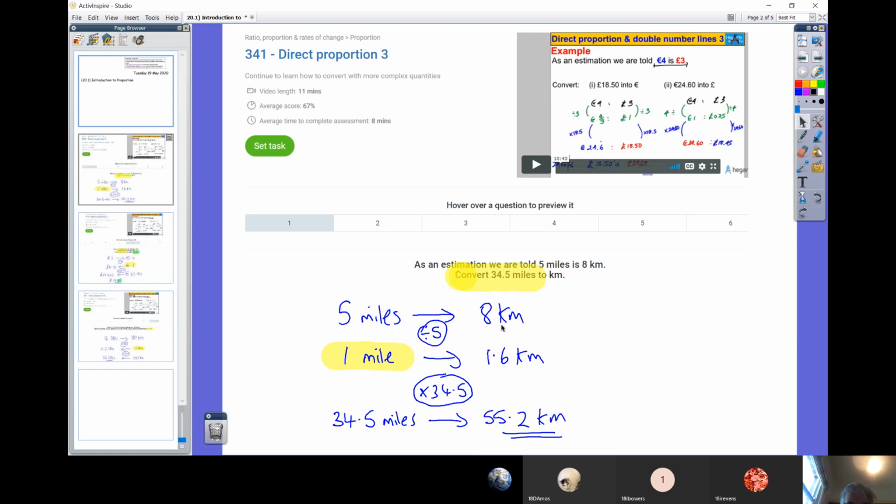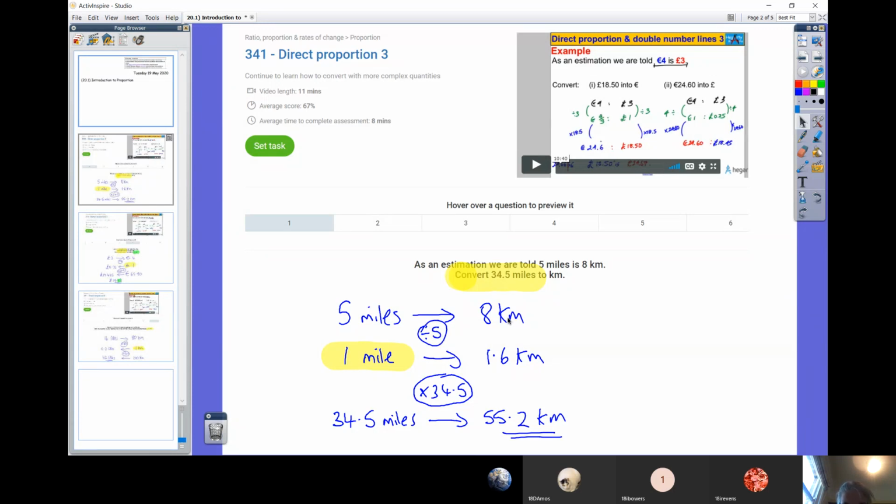Now the next step is really important. Do we want to know what 1 mile is, in which case we'll divide by 5, or do we want to know what 1 kilometre is, in which case we'll divide by 8? Now we're being asked to convert miles, so we need to know what 1 mile is. Because we're being asked to convert from miles, you've got to work out what 1 mile is equivalent to, and that's why we decide to divide both of these by 5. So that's the key learning point, why we divided by 5.